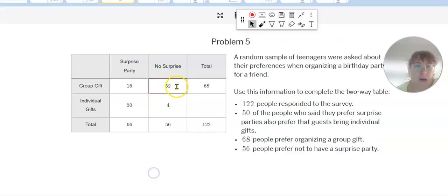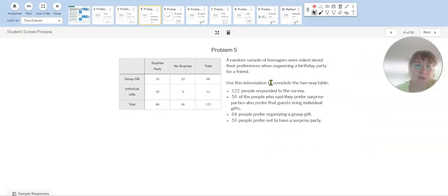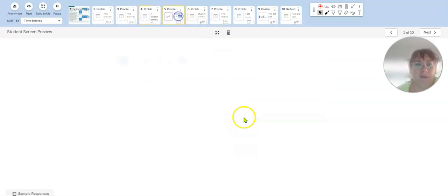This is going to be 4. 52 plus 4 gets us 56, and then this will be 54. Beautiful. So just using addition and subtraction there to fill in those missing values. Perfect. And we have them all plugged in. You can go to the next slide.